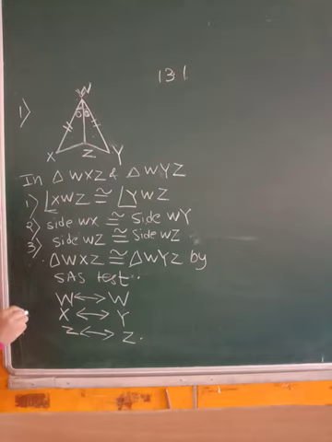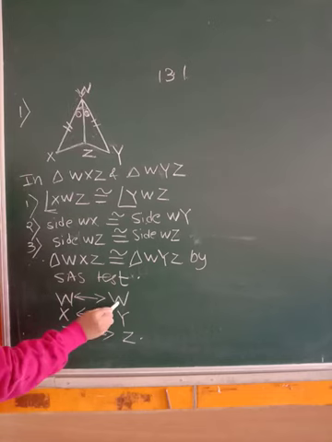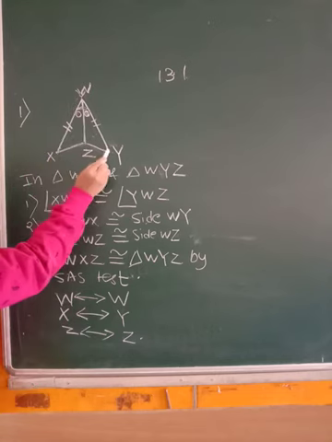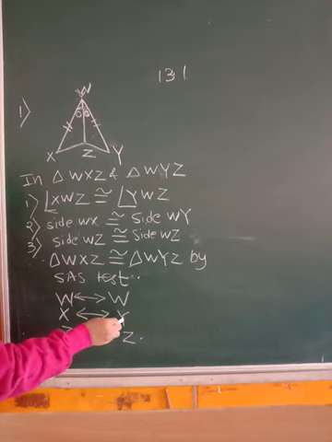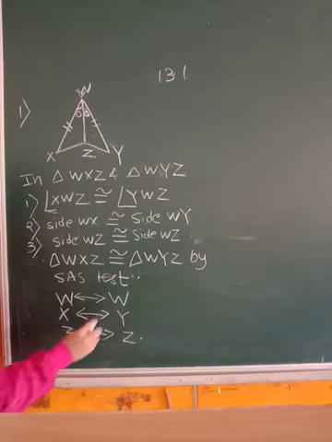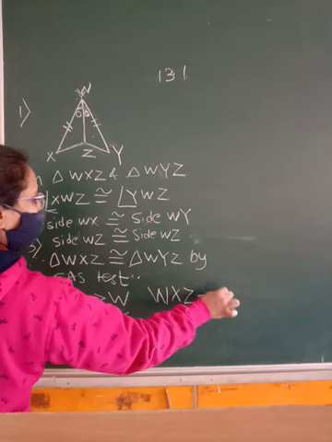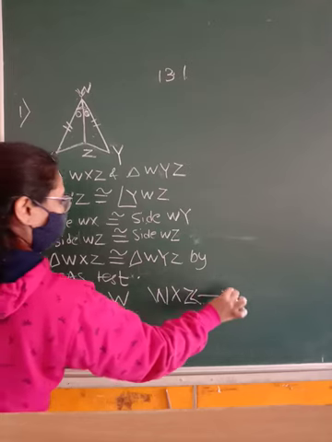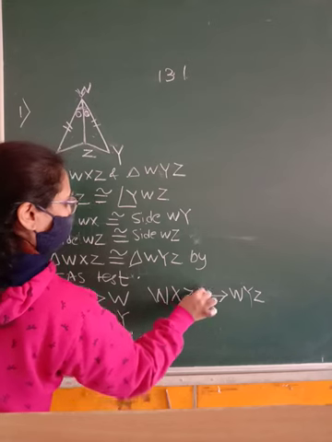Now in the second question, we only have to write the one-to-one correspondence of vertices. So this angle is equal to this, so W will go with W. X is equal to Y, and therefore vertex X is in one-to-one correspondence with Y, and Z will go with Z. So this is the one-to-one correspondence, you can write it in this way also. WXZ is in one-to-one correspondence with WYZ. Is this clear?